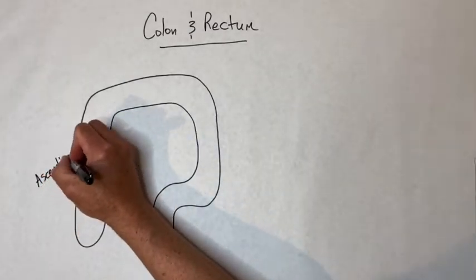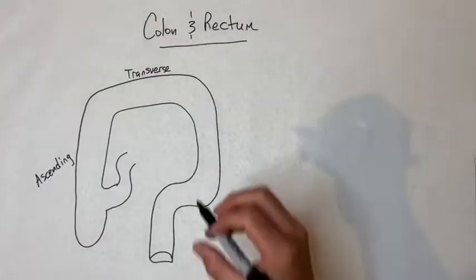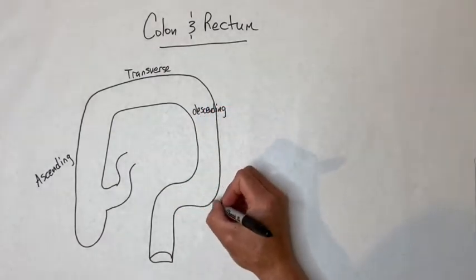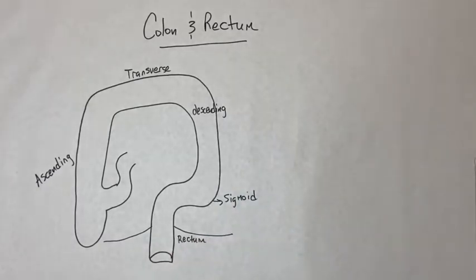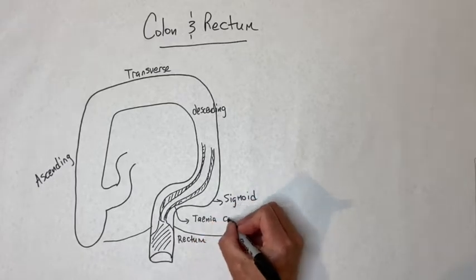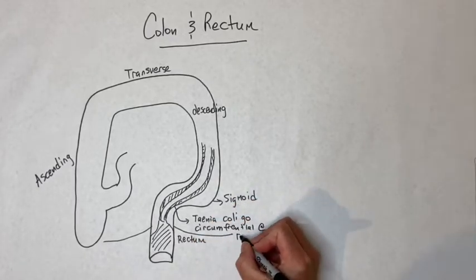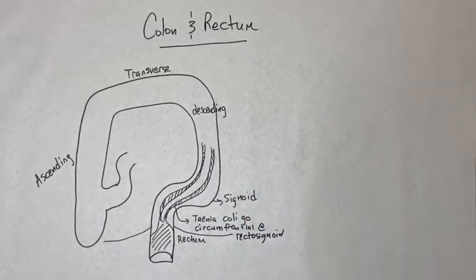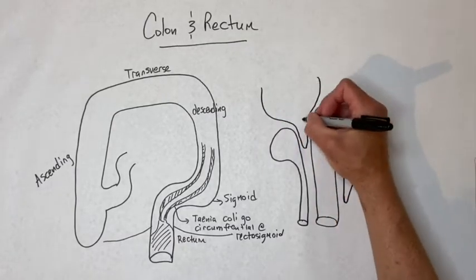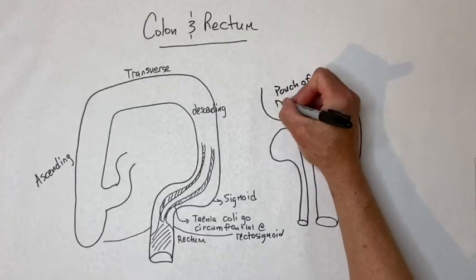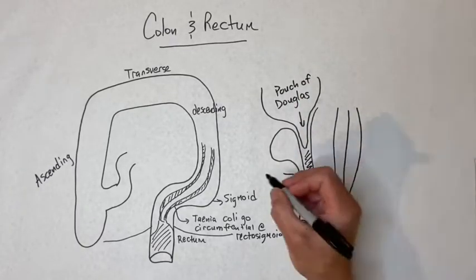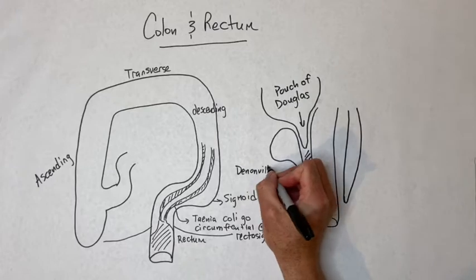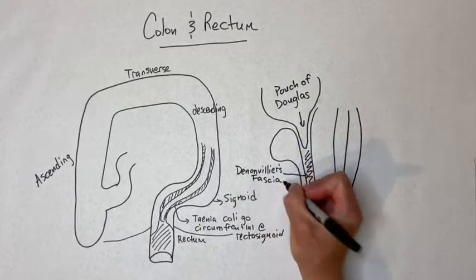The colon is the ascending, transverse, descending, sigmoid, and then the rectum. The colon has three taenia coli that are separate bands which at the recto-sigmoid junction transition to circumferential muscle that surrounds the rectum. Most of the rectum is extraperitoneal. The peritoneal reflection anteriorly is the pouch of Douglas. This is lower in women, and the Denonvilliers' fascia is the layer between the vagina in women and the prostate and the rectum in men.